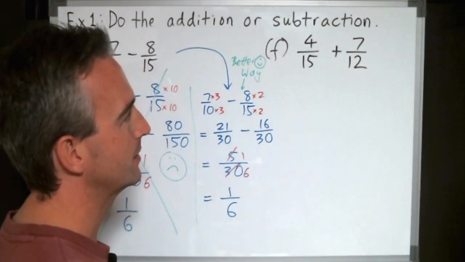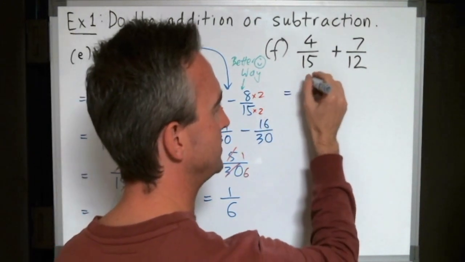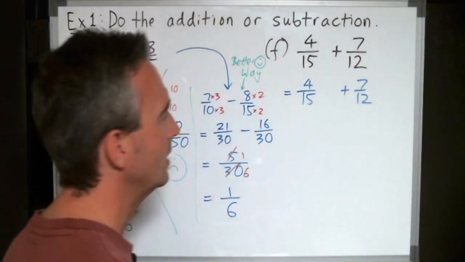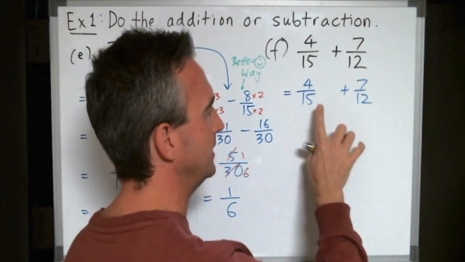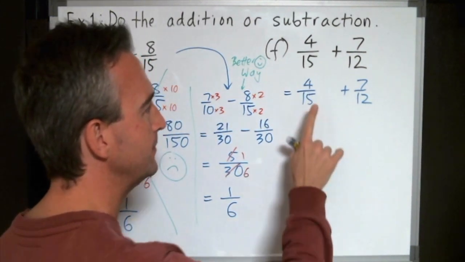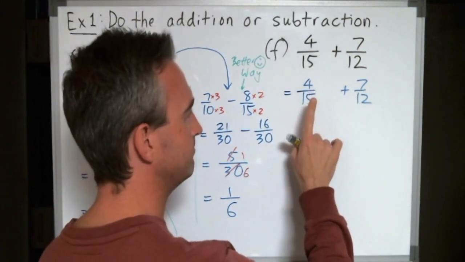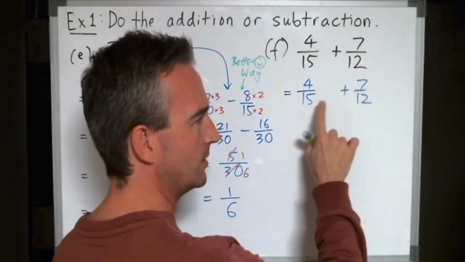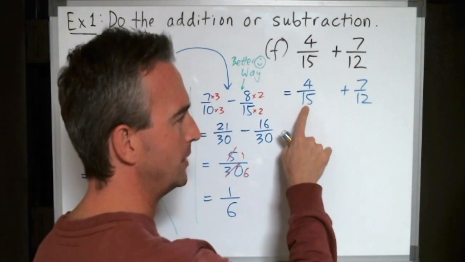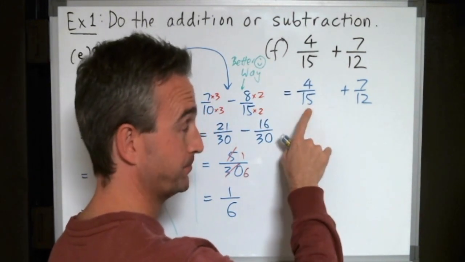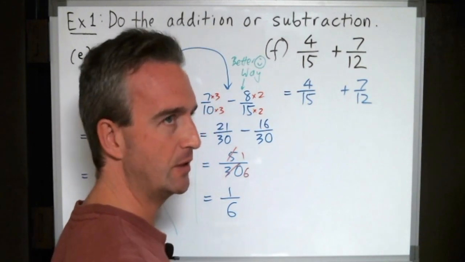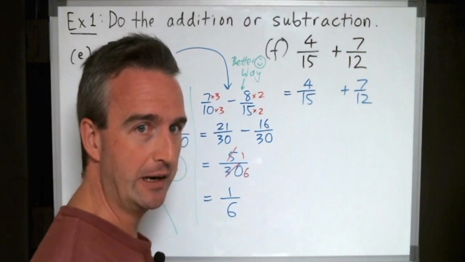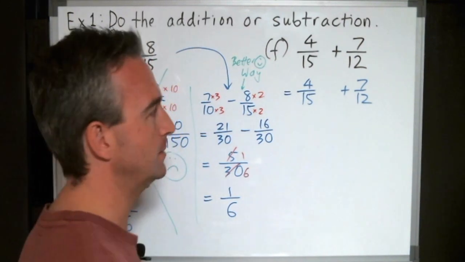Let's try f. We might be doing the same situation here. 4 over 15 plus 7 over 12. Okay, we need the lowest common denominator. 15 and 12, what am I going to do? Eeny, meeny, miny, mo. Let's take 15. What's the lowest number that can be divided by 15 and 12? Double that, 30. No, 12 doesn't go into that. 45. No, 12 doesn't go into that. 60. Yes, 12 goes into 60. 60 is going to be our lowest common denominator.